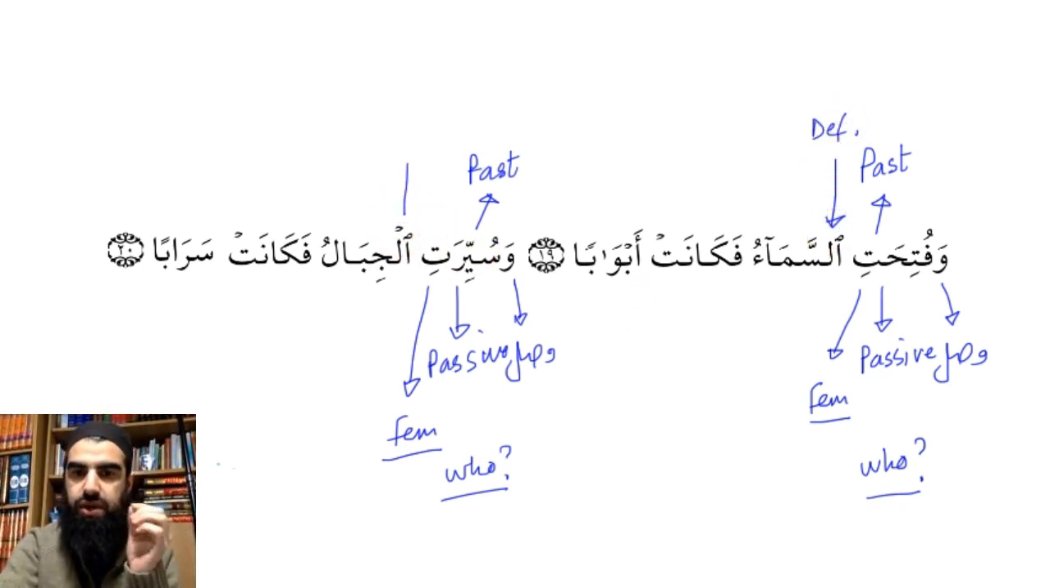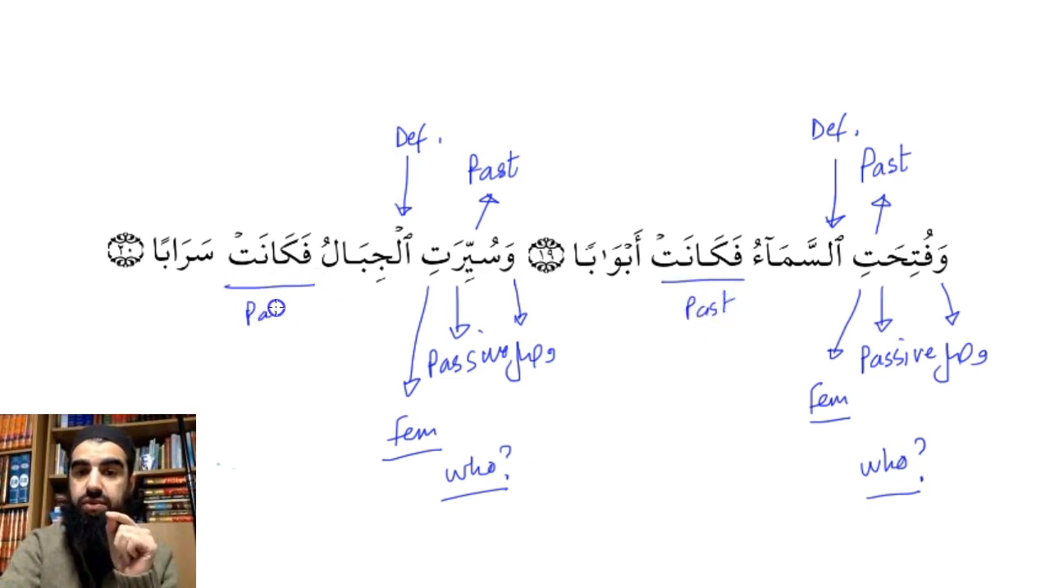Okay, anyway, so as-sama, it's definite. It's got a ta'rif, alif lam there. Al-sama, which means the sky. Al-jibal, the mountains. So again, it brings this meaning as well. So we've got futihat as-sama, right? We've got suyirat al-jibal. You've got kanat repeated.